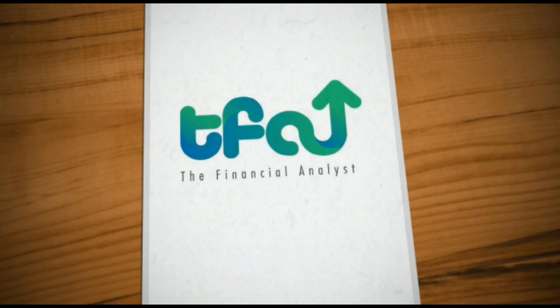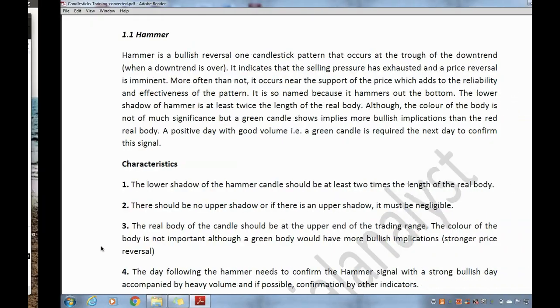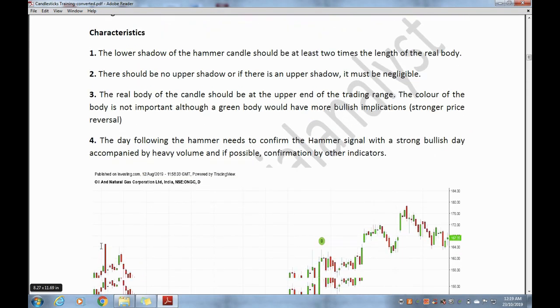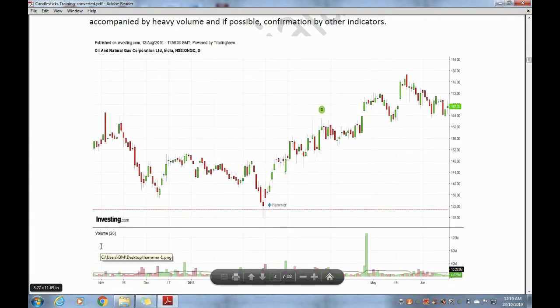So let us get started. So, hammer is a one candlestick pattern and it is basically a reversal pattern. So, I will just show you on the charts what it looks like. This is the daily chart of Oil and Natural Gas Corporation of India, listed in the National Stock Exchange.